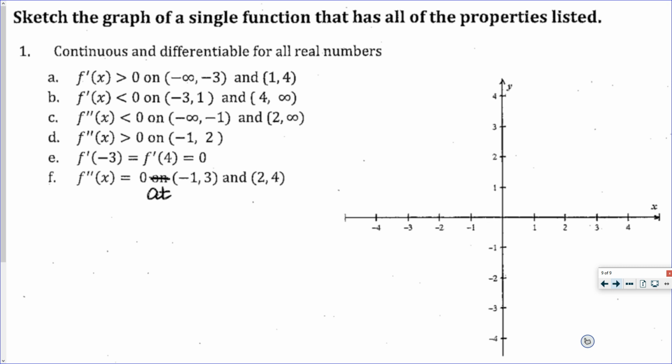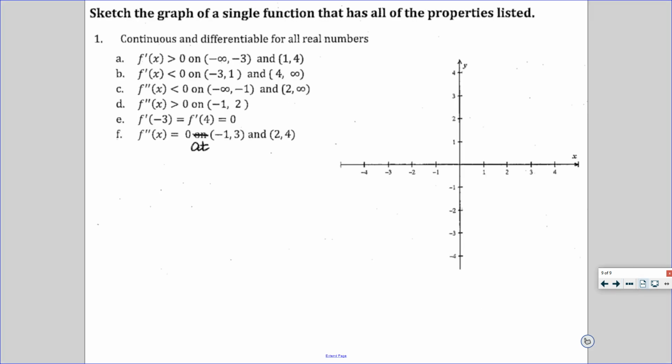I'm obviously going to do this one in the notes, but if you want to do it right on your worksheet, you can decide that. So we know, first of all, that it's continuous and differentiable for all real numbers. So there are no discontinuities, no corners, cusps, vertical tangents, or anything like that. No asymptotes, continuous and differentiable.